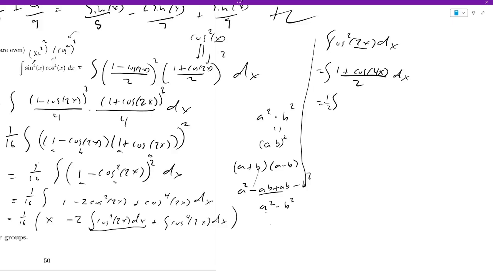Again, we can pull the 1/2 out front. 1 plus cosine 4x dx. We're almost done with this part. Again, we can integrate this 1. So let's leave the 1/2. The 1's going to become an x. Now I have to integrate cosine of 4x dx.